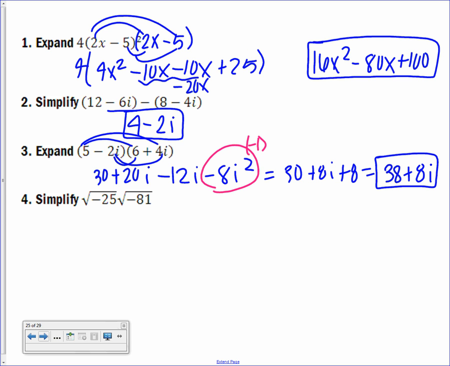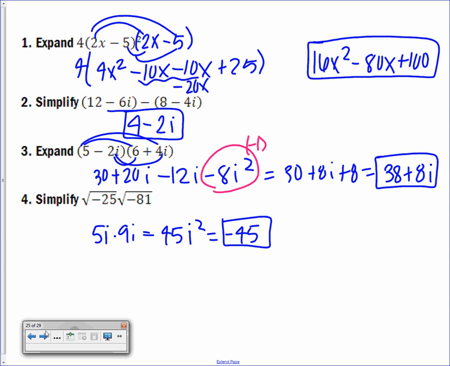Okay, number 4, simplify. So the square root of -25. Now you used to not be able to do that. So what you kind of do is you ignore the negative, you take the square root of it, and then you add an i. So the square root of -25 is 5i. Using that same idea, square root of -81 is 9i. So together those become 45i squared. Again, i squared is -1. So that final answer becomes a -45. So remembering your properties of i's or imaginary numbers.